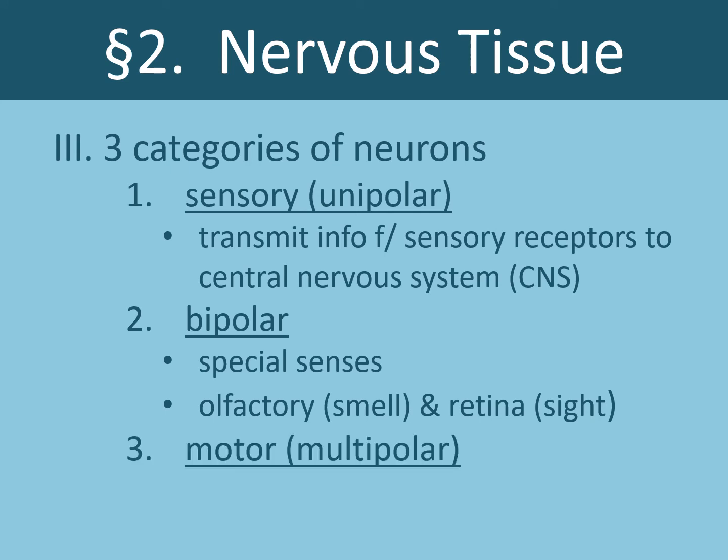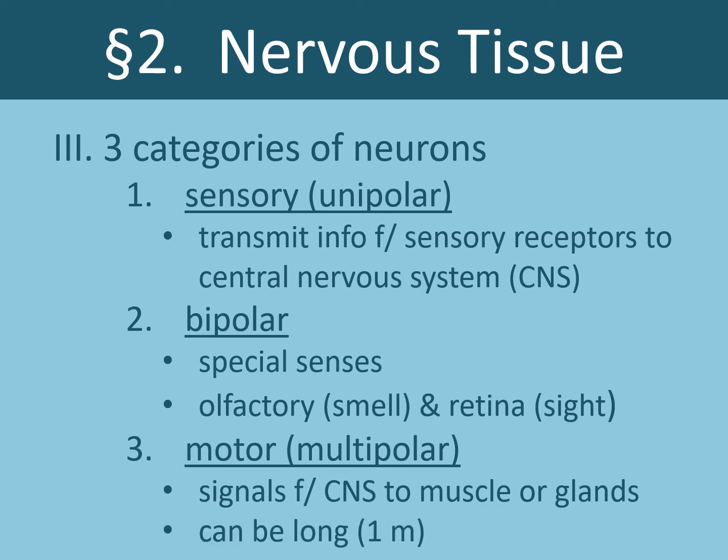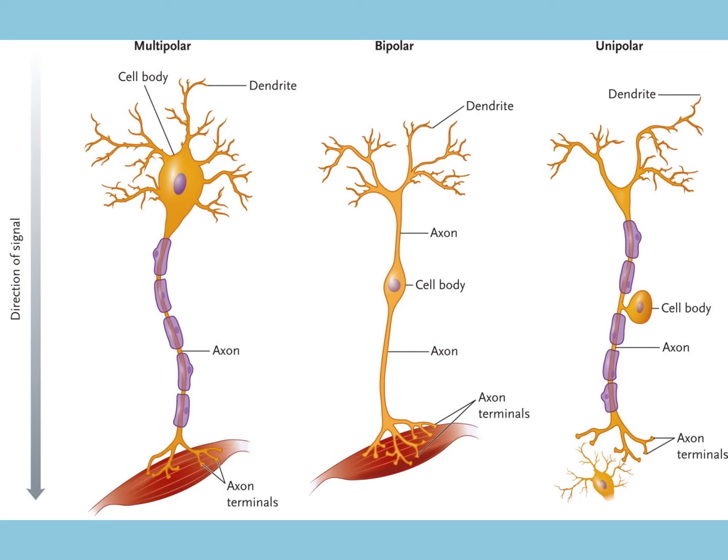Finally, motor neurons, or multipolar neurons, send signals outward from the central nervous system to other structures like our muscles or glands. These are the neurons that allow you to move your arms. Motor neurons can be up to 1 meter in length. Here we can see the 3 different categories of neurons. Remember that the names given to these categories are based on the number of projections or processes that arise from the soma or body of the cell.